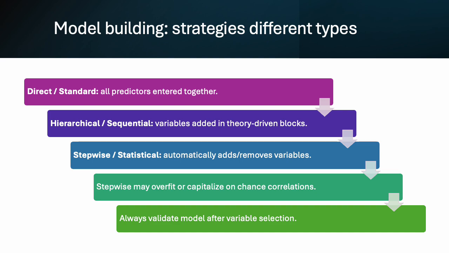Then we have the stepwise or statistical method. This one lets the computer automatically add or remove predictors based on statistical significance, like forward selection or backward elimination. However, stepwise may overfit or capitalize on chance correlations, so it's recommended that we always validate the model afterward, ideally on a different data set or with cross-validation, to make sure it generalizes beyond your sample.